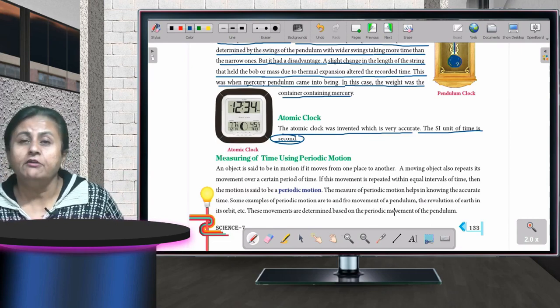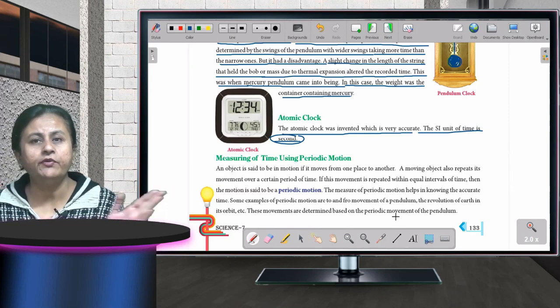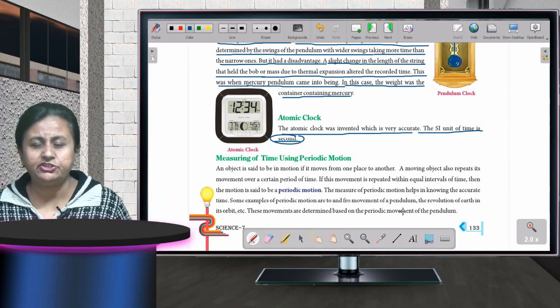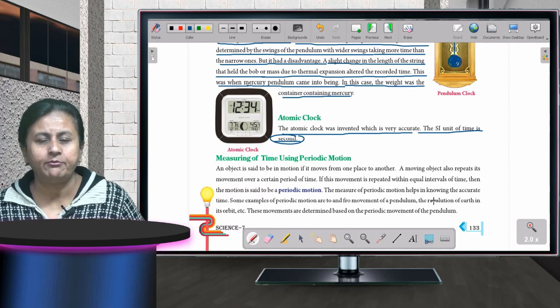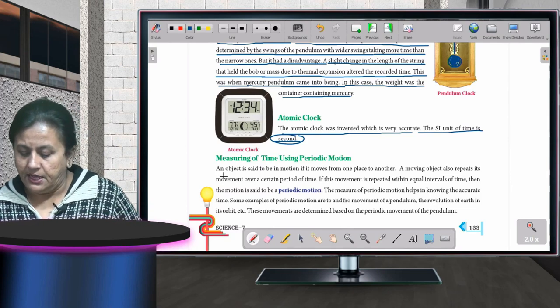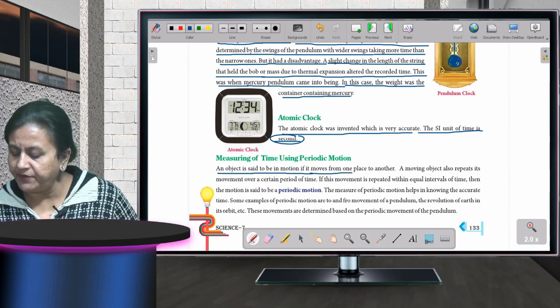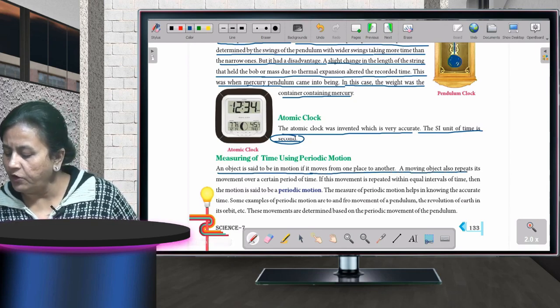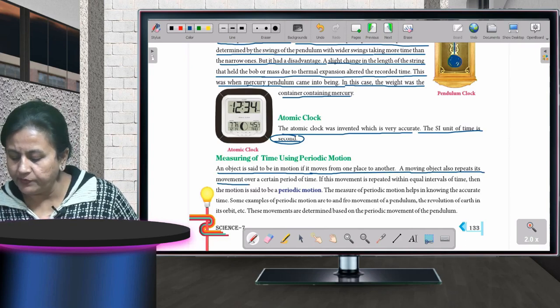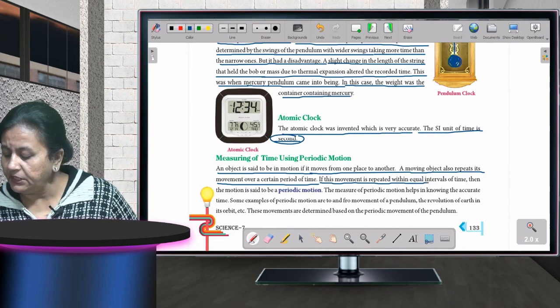First of all, let me tell you what motion is. Motion means moving of a body. I'm teaching you right now and I'm standing still. I'm not moving. That means I'm not in motion. An object is said to be in motion if it moves from one place to another. A moving object also repeats its movement over a certain period of time. If this movement is repeated within equal intervals of time, then the motion is said to be a periodic motion.